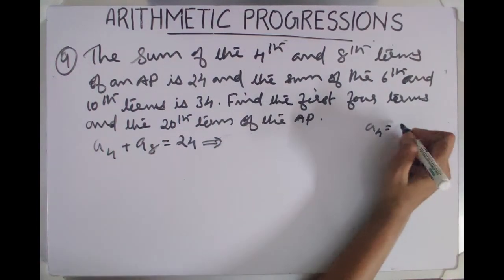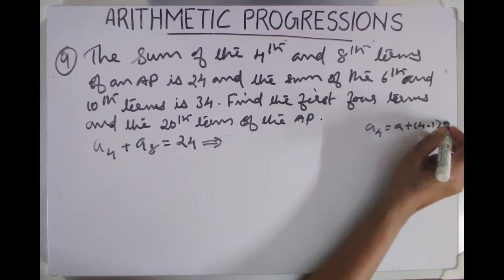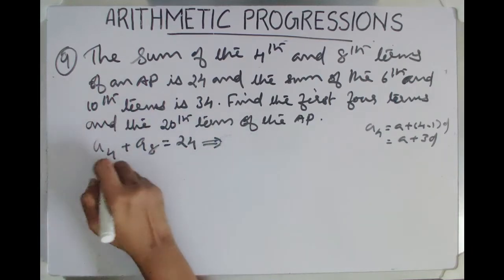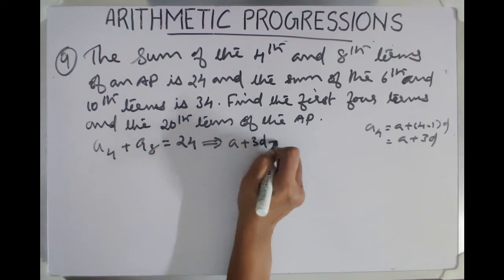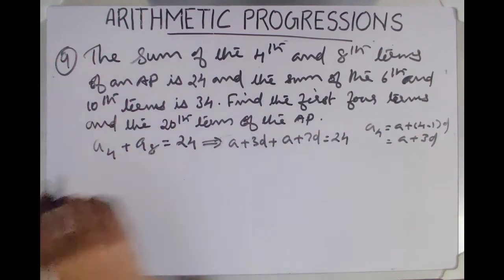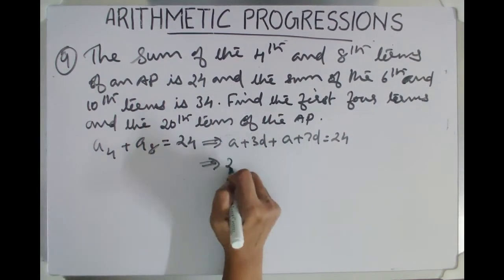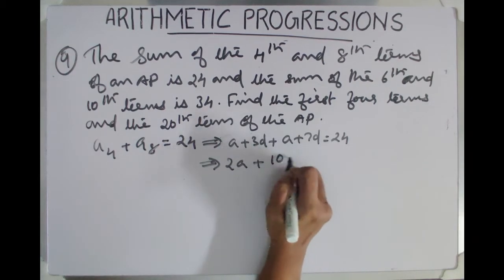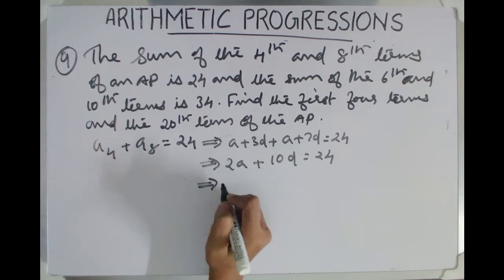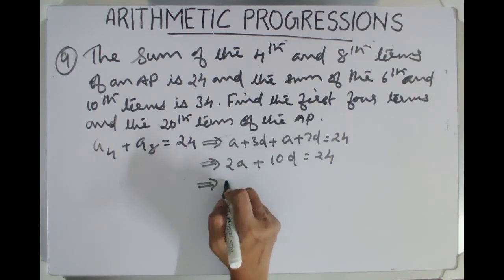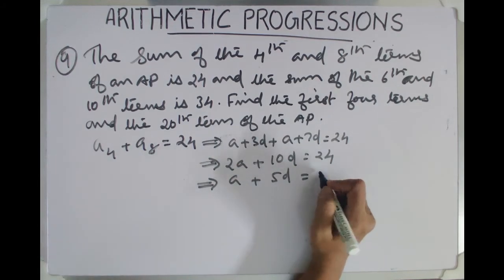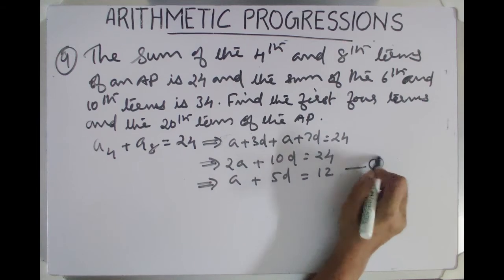That means A4 is A plus 4 minus 1 into D, that is equal to A plus 3D. We can substitute this. A4 is A plus 3D, plus similarly A8 is A plus 7D, equal to 24. This implies 2A plus 3D plus 7D, which is 10D, equal to 24. We can divide by 2 throughout. Then 2A by 2 is A, plus 10D by 2 is 5D, equal to 24 by 2, which is 12. This is the first equation.